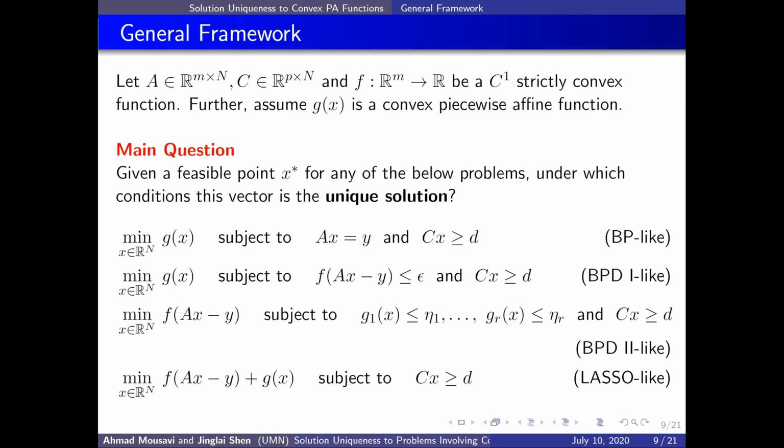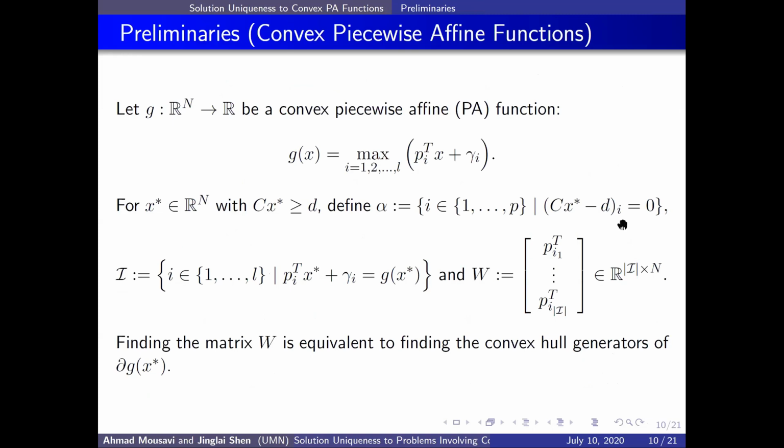So we consider these cases. These problems are actually convex because of the assumptions that I just made. So how do we approach and tackle these problems?